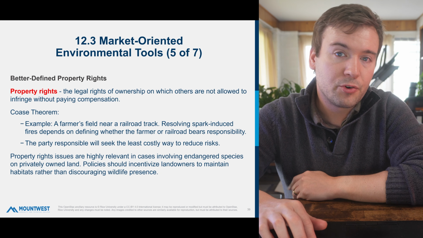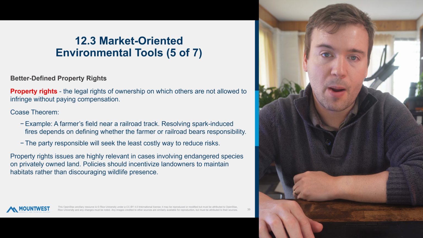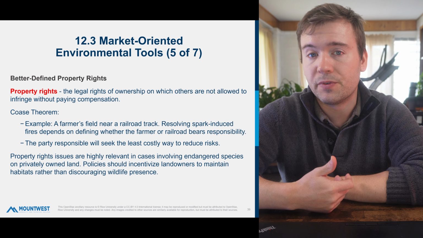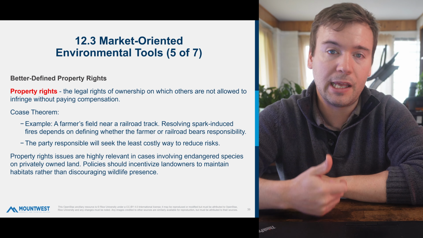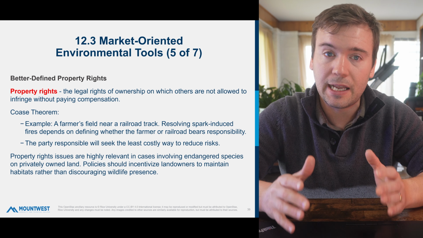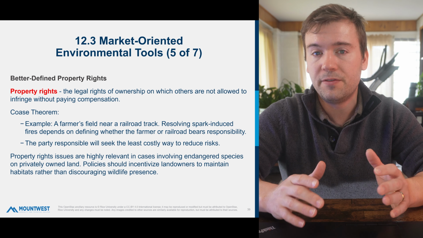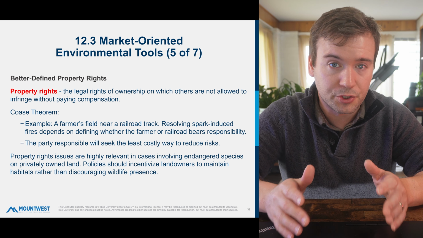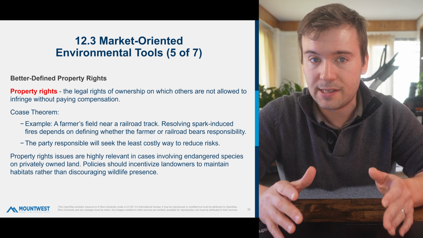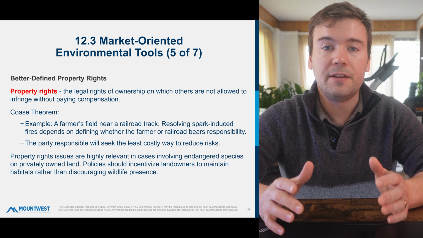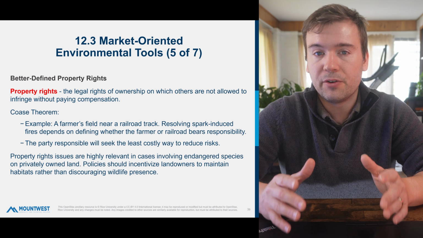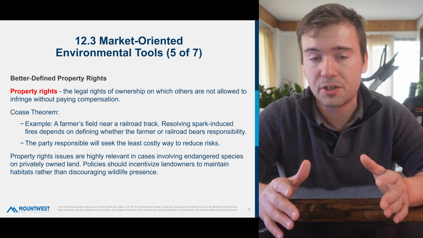Now, the third market-oriented tool involves better defined property rights. Property rights refer to the legal rights of ownership that prevent firms from infringing on a resource without paying compensation. When property rights are clearly defined and enforced, it can lead to more efficient resource use and pollution control. The Coase theorem suggests that even in the presence of externalities, an efficient outcome can be reached through bargaining if property rights are well defined and the transaction costs are low.